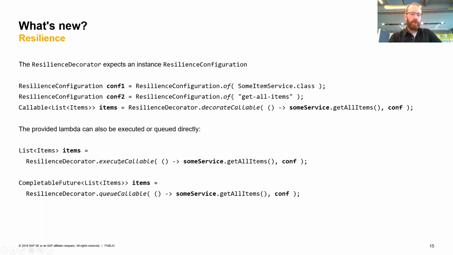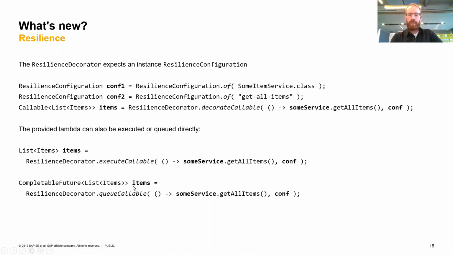Then we also have the possibility to execute it directly. So here you see you have the execute callable, which retrieves, for example, some OData VDM call getting all items. This will then return directly the list of all those items. Basically, this is a synchronous call. It will block until it's done.